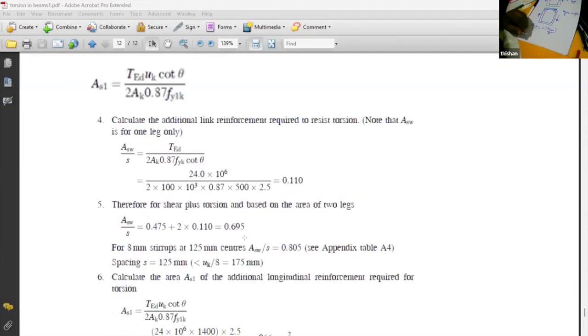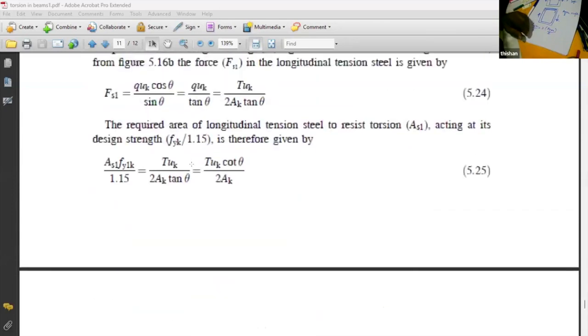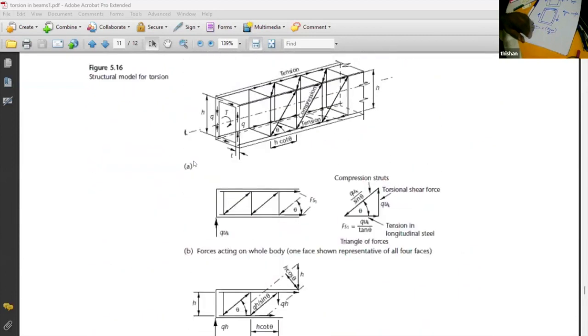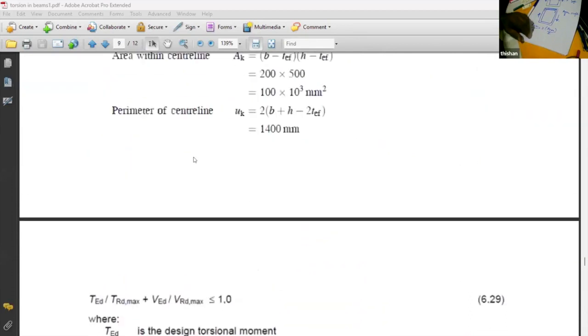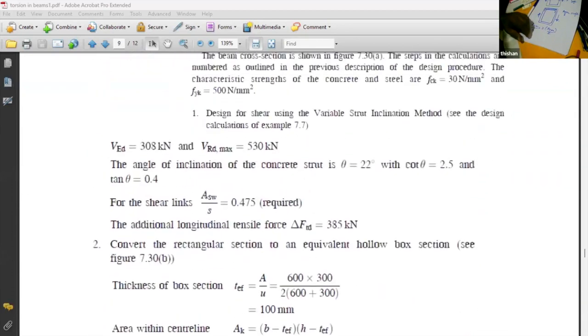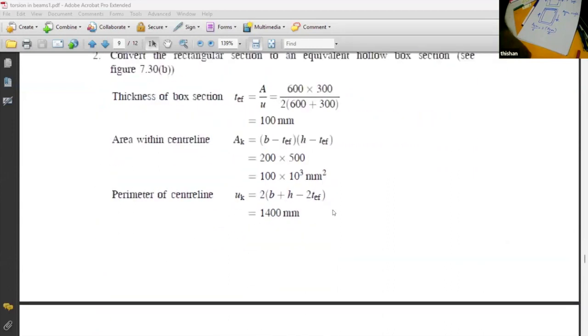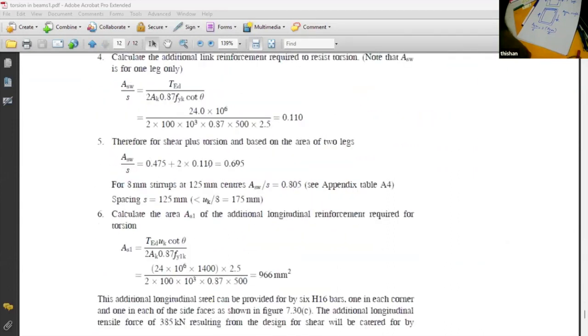So what is the total shear link requirement? Will be 0.475 comes from the earlier one. Can you remember I showed you the shear link requirement that has been calculated as 0.475. See, the shear link requirement ASWS is 0.475. And in shear, there's an additional longitudinal force that is 385. So this 0.475 plus 2 times 0.110, 0.695.